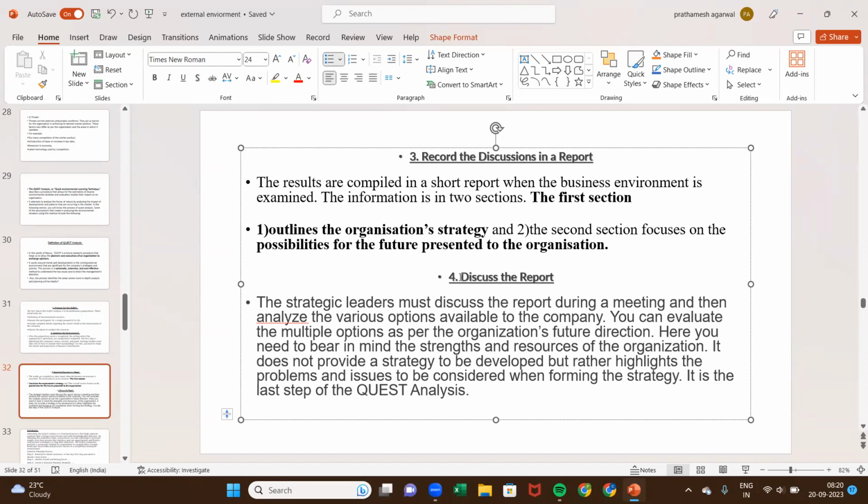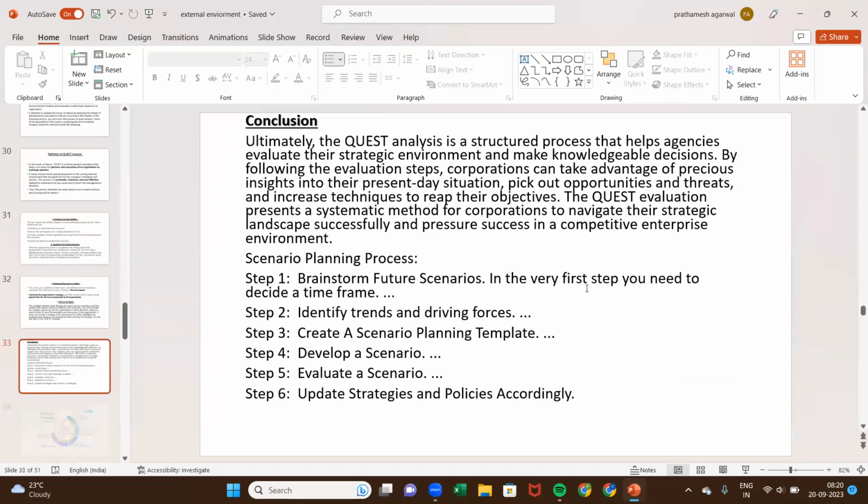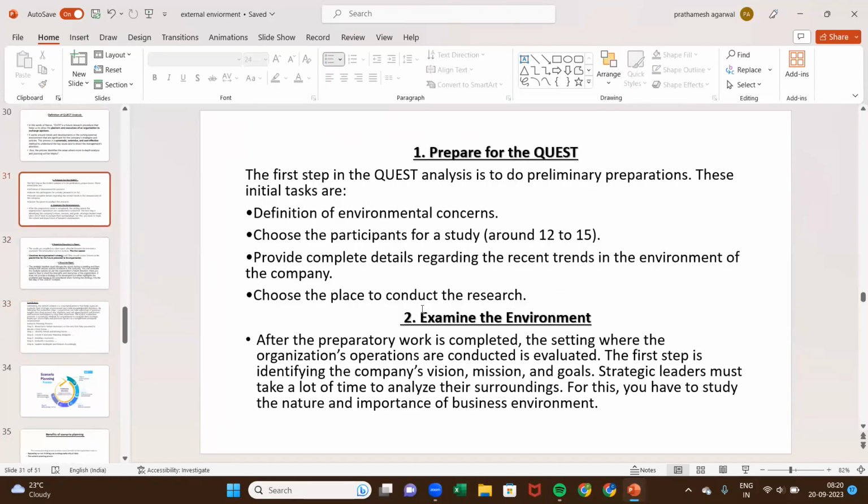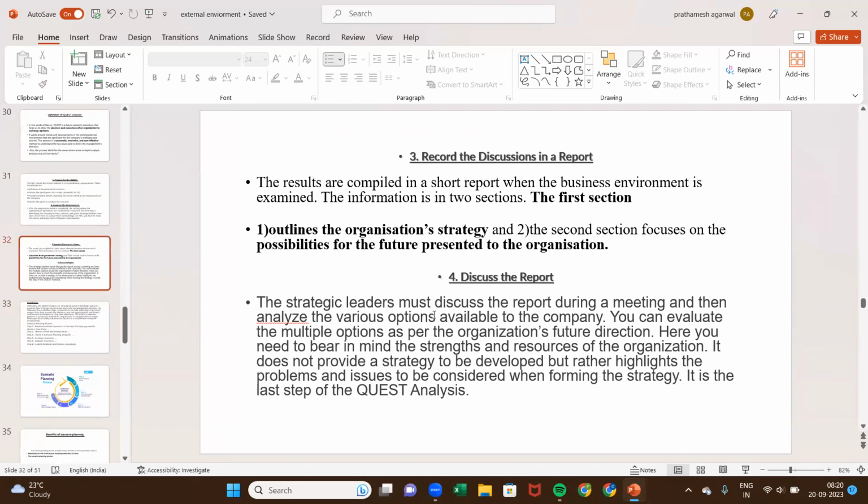Then the fourth is to discuss the report. The strategic leaders must discuss the report during a meeting and then analyze the various options available to the company. All right.